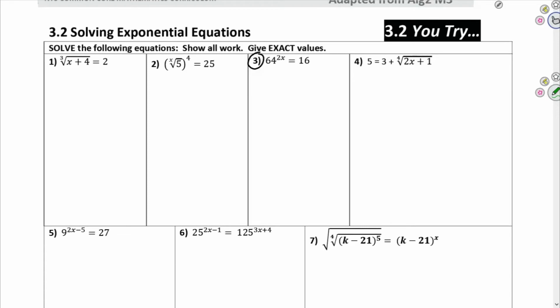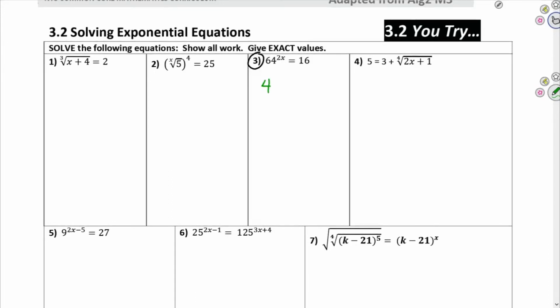So I've got to think through, are there any numbers that have powers that are both 16 and 64? And actually 2 and 4 both work. I'm going to use 4. If you use the bigger numbers, then your exponents are a little bit smaller to deal with, but you could do it with 2 as well. I'm going to use 4.